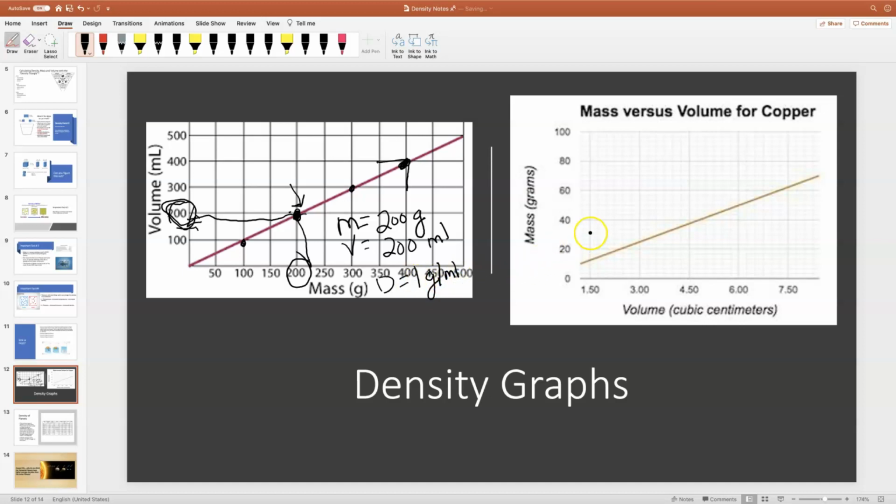Straightforward. Same thing on this graph. If I come over here, they actually switch the mass and the volume on the axes for this graph. That's okay. If I want to find my density, all I have to remember is density is mass divided by volume.